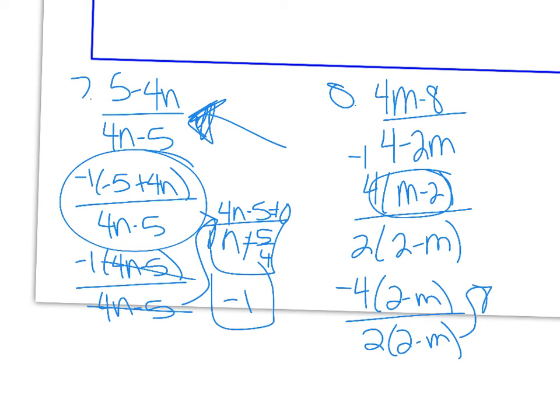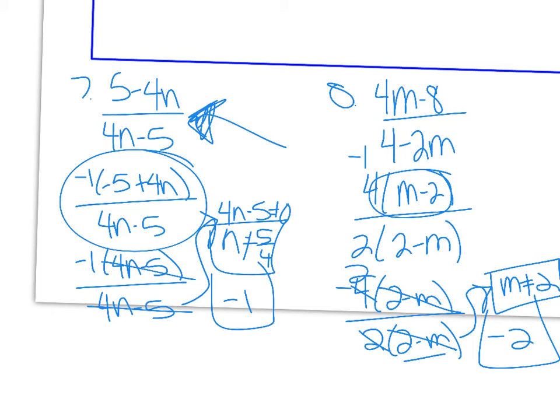Okay, let's look for our excluded values. If that 2 minus m is 0, m would have to equal 2. So my excluded value: m cannot equal 2. And then if I go to cancel out my common factors, they have a 2 minus m in common. They also have a 2 in common, so I should just have negative 2.